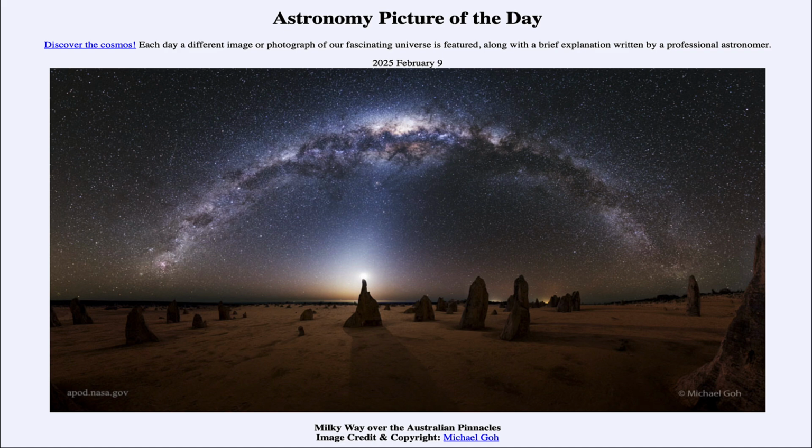So that was our picture of the day for February 9th of 2025. It was titled Milky Way over the Australian Pinnacles.